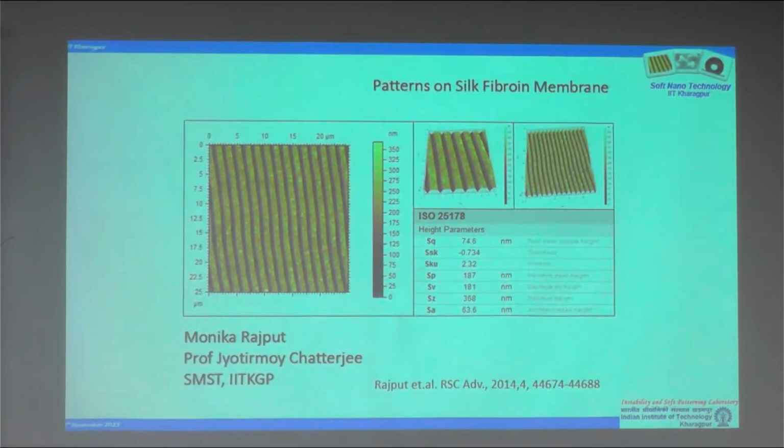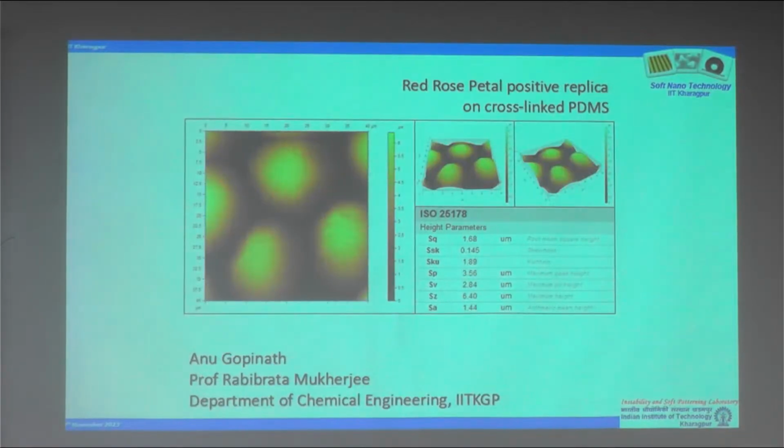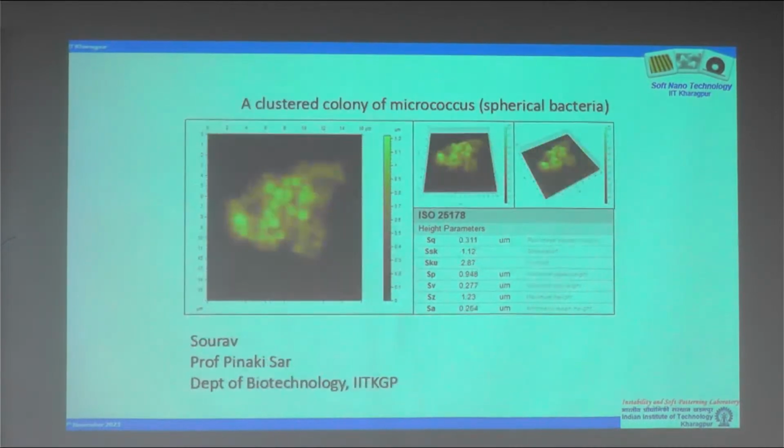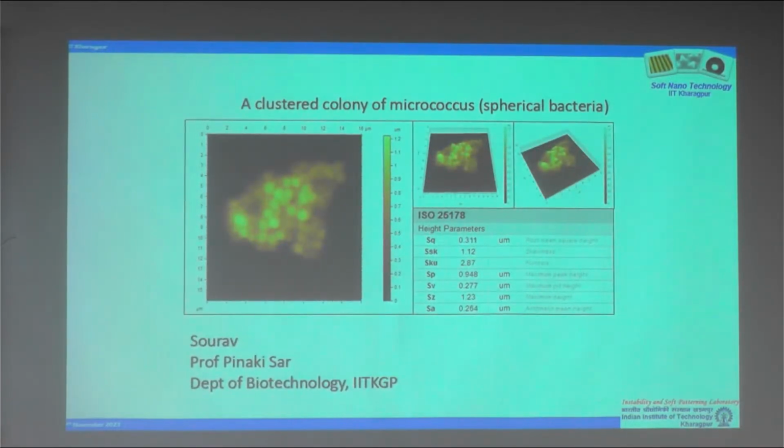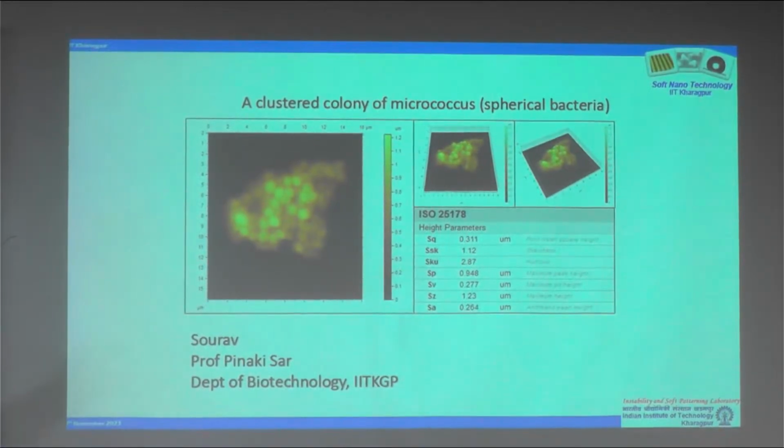Right, so here are some membranes. These are the rose petals under the atomic force microscope, very beautiful features. Yellow rose petal, a cluster of micrococcus bacteria. So these are again bacteria, very soft living cells, and with this tapping mode they do not get distorted and you can image them.